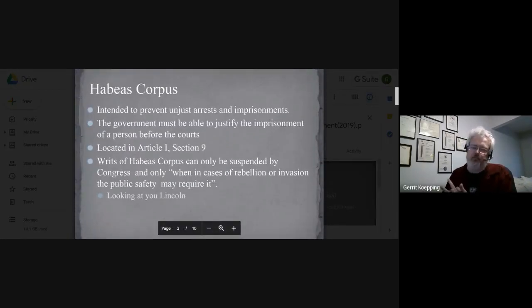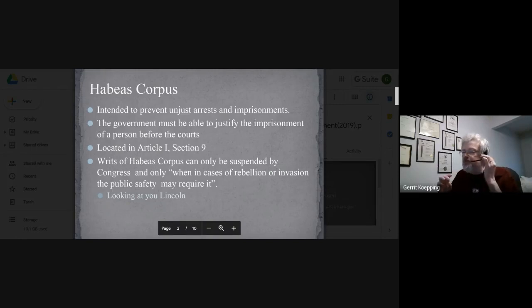Now, one of the first important protections is the right of habeas corpus. Habeas corpus goes way, way back, right? The rough Latin translation is "produce the body," and it requires the government to prove why it's thrown someone in jail. So it's a court order, a writ, and if a writ of habeas corpus is issued, the government has to justify why someone is being held.